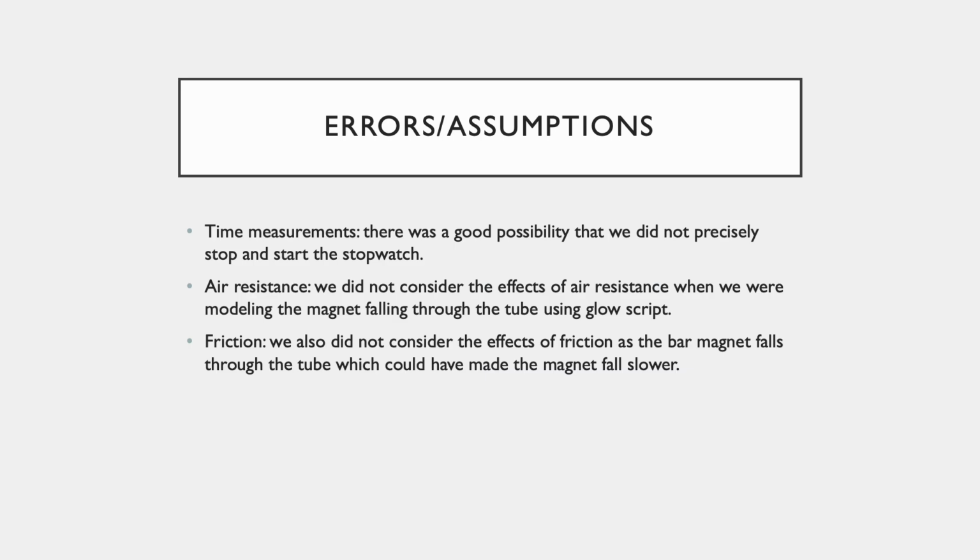Here are some errors and assumptions that we made during the lab. First of all, there were errors with the time measurements. There's a good possibility that we did not precisely stop and start the stopwatch. Next, we assumed there was no air resistance. Because we did not consider the effects of air resistance when we were modeling the magnet falling through the tube using the GlowScript code, there could have been differences in the average time. Finally, we also did not consider the effects of friction as the bar magnet falls through the tube, which could have made the magnet fall slower.